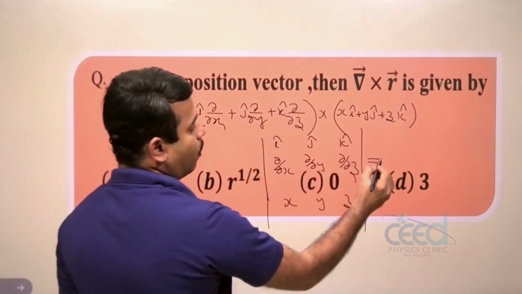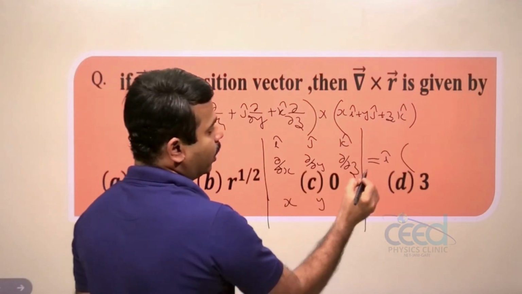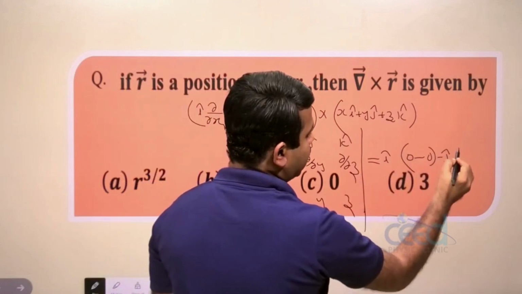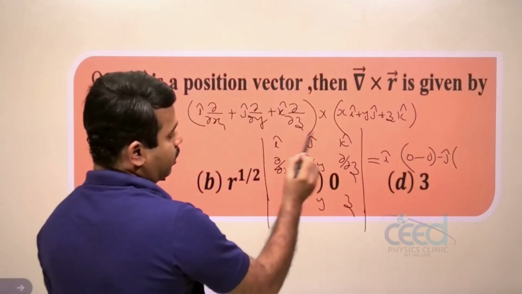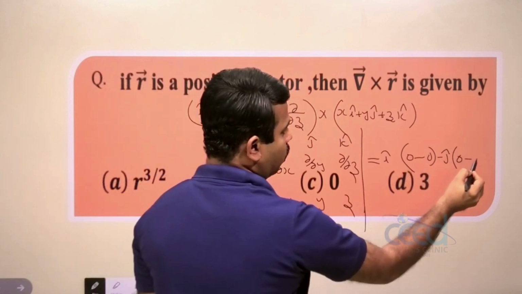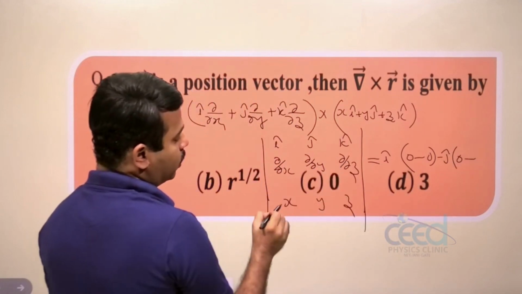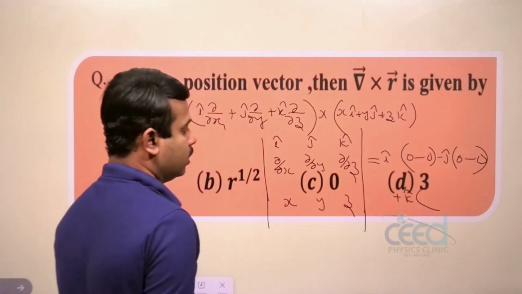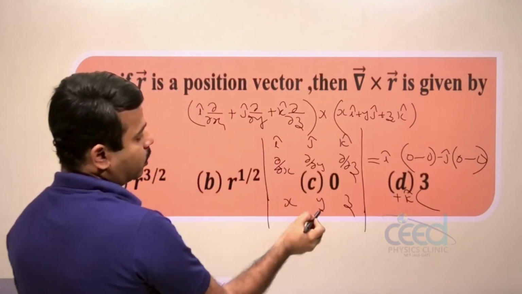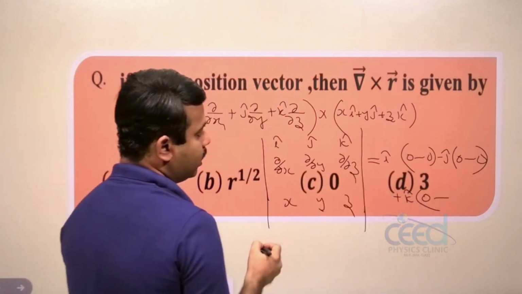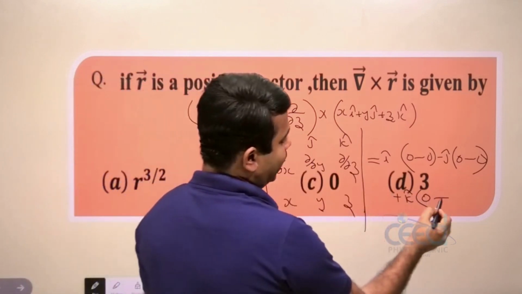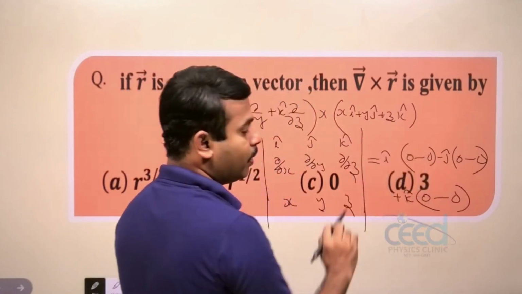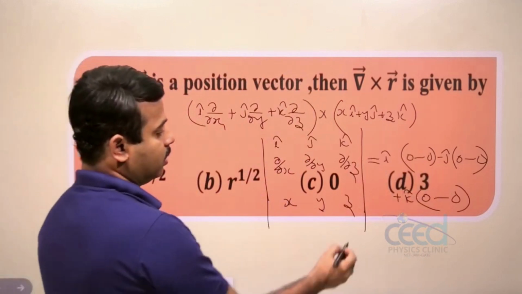That is equal to i cap into ∂/∂y of z, 0, ∂/∂z of y, 0, minus j cap into ∂/∂x of z, 0, minus ∂/∂z of x, again 0, plus k cap into ∂/∂x of y, 0, minus ∂/∂y of x, right. So the complete term is 0, then the answer is 0.